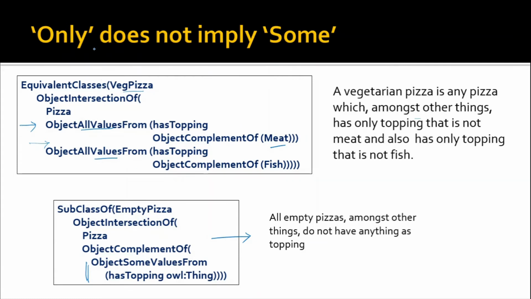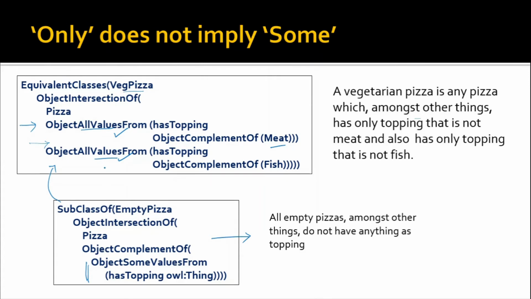So that brings us to the case that even though you have said that it has got all values from something, which means that the toppings belong to some particular class, and all the values that the topping can take are not meat, that does not ensure that you will be having a topping. So even if you do not have a topping, this will be satisfied, and in that logic this empty pizza will also be termed as a veg pizza, right?